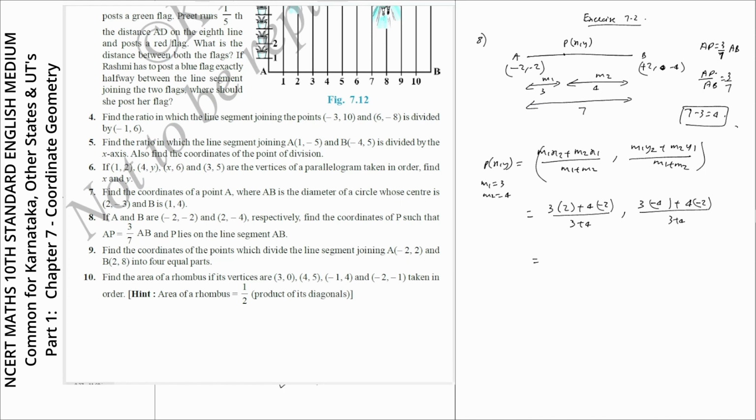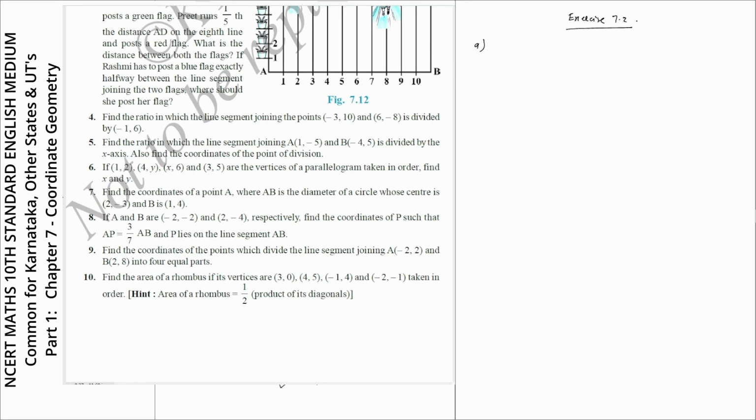So I'll get 3 2s are 6, 4 2s are 8, (6 minus 8) by 7, comma, 3 4s are 12, so minus 12, 4 2s are 8, minus 8 by 3 plus 4 is 7. So here I'll get 6 minus 8 is minus 2 by 7, and here it is minus 20 by 7. So the coordinates of P are (-2/7, -20/7).